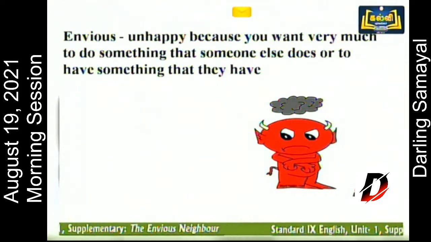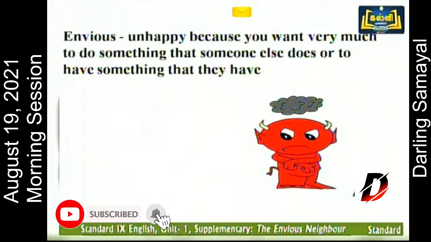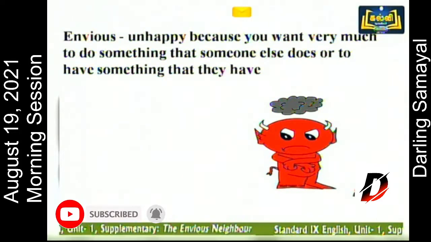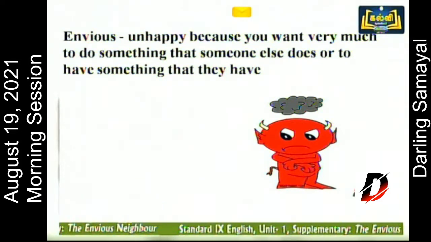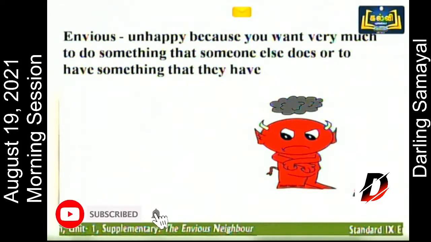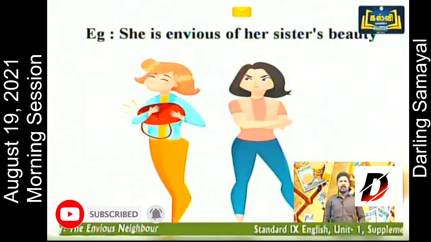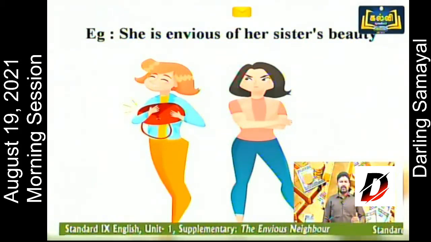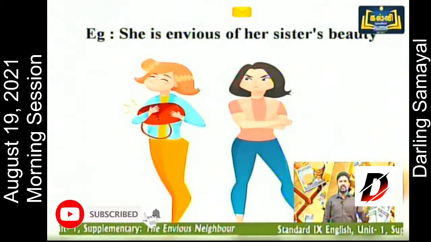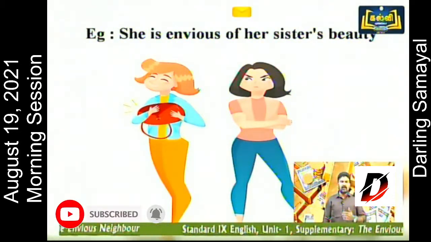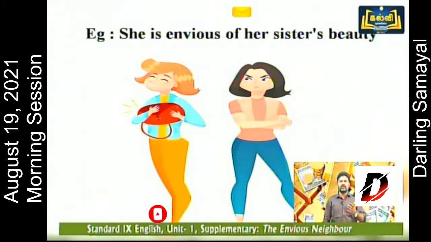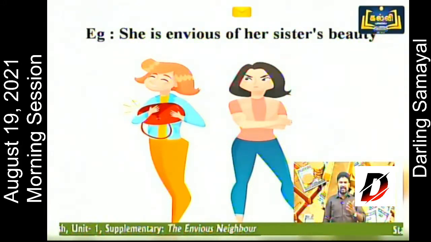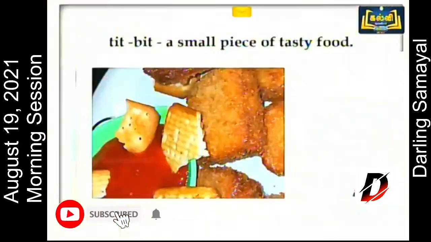Unhappy because you want very much to do something that someone else ought to have, something that they have. You are not satisfied with what you have and you are not satisfied with what you are doing. So that's why you are feeling envious or jealous of somebody else. Example, she is envious of her sister's beauty. Everyone is beautiful, but here one girl is looking at her sister, thinking she herself is not beautiful. Sister is so beautiful. It shows clearly that she is jealous of her sister's beauty.